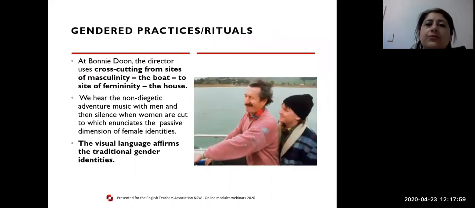The other kinds of practices and rituals that we see in terms of genders being repeated is at Bonnie Doon. There's a great cross-cutting scene from the site of masculinity, which is the fishing boat, again often associated with the male identity, and the house with the females. And it's done not just in the dialogue, but also in the music. So when the men appear on screen, they have adventure music, fast-paced music. And then when the director cuts to the women in the house, it's silent and they're engaging in conversation. So I've written there, very importantly, the visual language is affirming the traditional gender identities, but I should have added that the sound is also doing that as well.